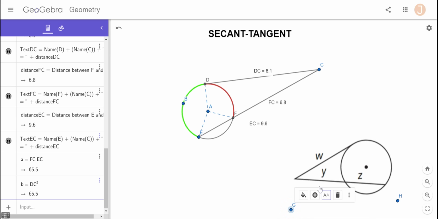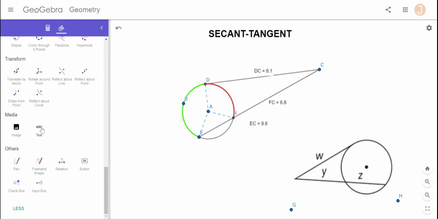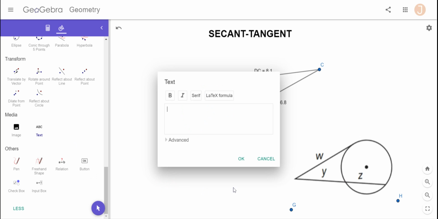So if we look at the diagram that you were given on your worksheet or in your packet, and we go ahead and think of how we would express this, it looks like we're going to take W and square W, and that would be equal to that length Y times the entire length Y plus Z. Okay?